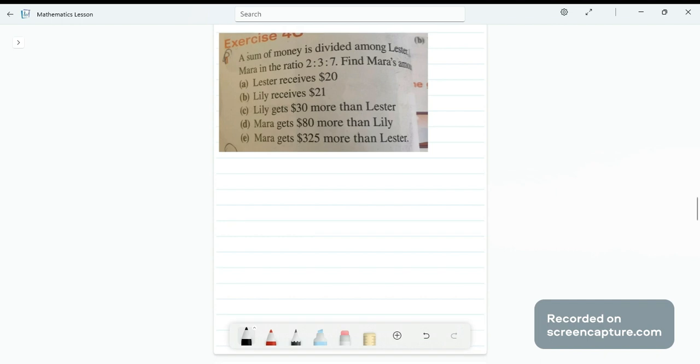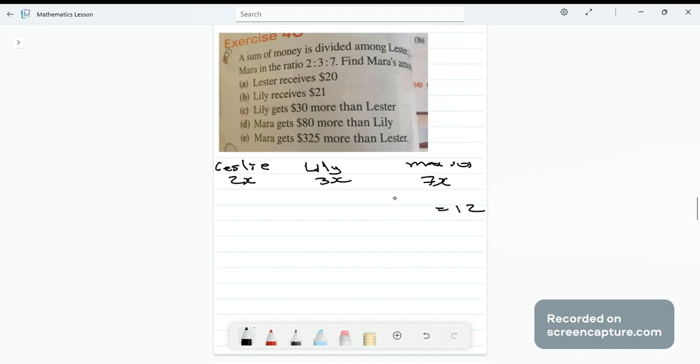Awesome. So we're now able to move on to part D, in which it says Mara gets $80 more than Lily. All right, so we have 2 times x, whatever x amount is, and Lily got 3 times x, Mara got 7 times x. The sum of this is equal to 12. It didn't tell us the total sum of the money, so that's why we have to use x as the variable for the total amount.